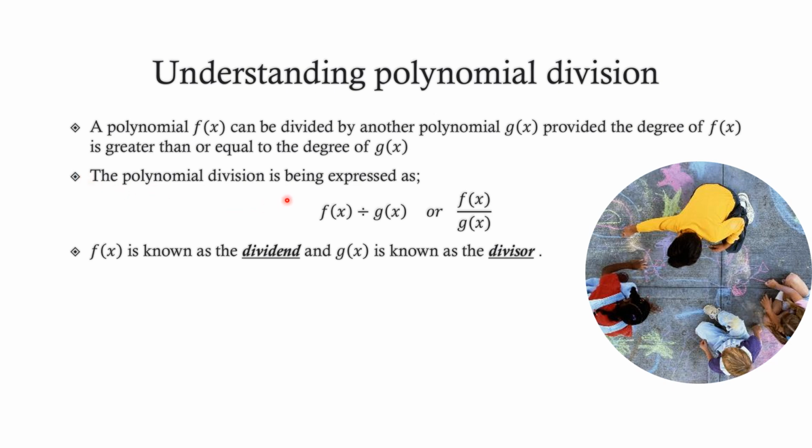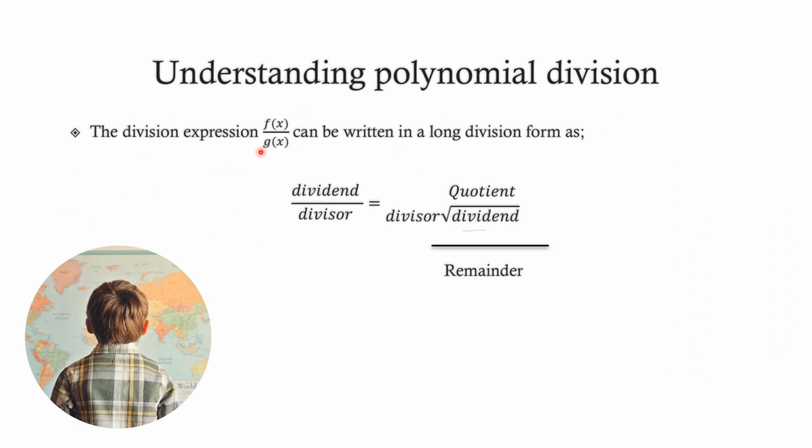So the polynomial division is expressed as f of x divided by g of x, or f of x over g of x, in this particular format. And this is only possible if the degree of f of x is greater than or equal to the degree of g of x. This has to be in mind before you perform polynomial division. And listen, f of x is known as the dividend, and g of x is known as the divisor. So the division f of x divided by g of x can be written in a long division form as.